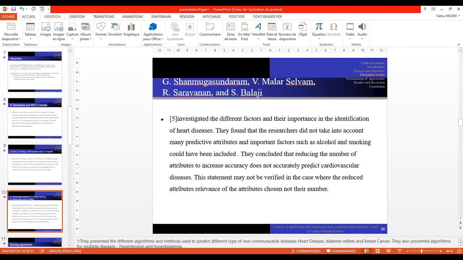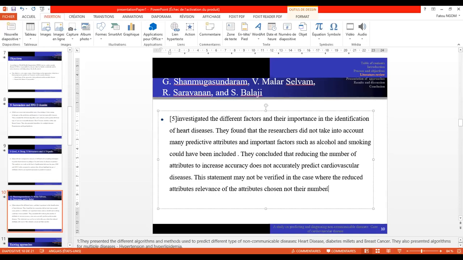This statement made, I think that this statement may not be verified in the case where what matters is the relevance of the attributes chosen, not their number. We can reduce an attribute that is not important. If you reduce an attribute that is not important, it has no impact.